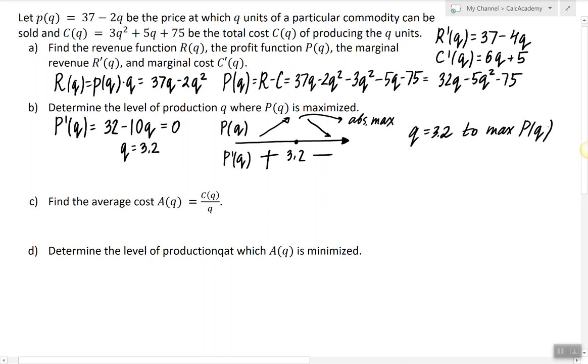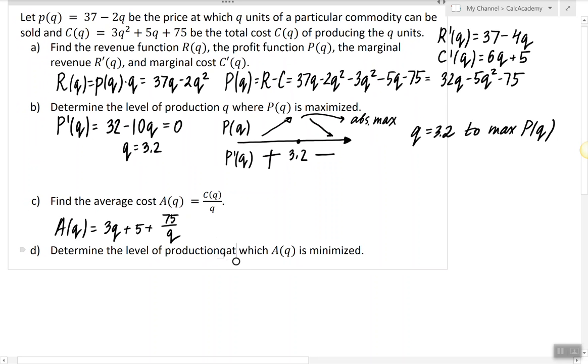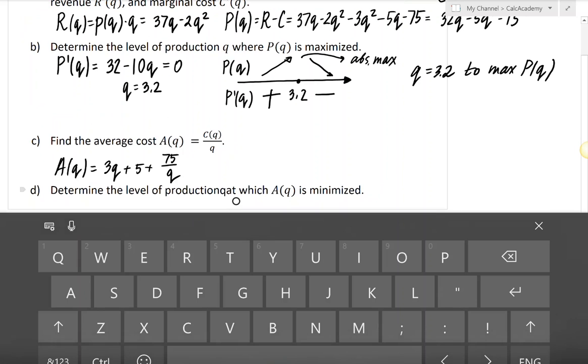In part C, we have to find the average cost function, which is simply the total cost divided by Q. So the average cost function will be 3Q plus 5 plus 75 over Q. And to determine the level of production Q at which A of Q is minimized, we again can use the criterion for minimizing the average cost that economists use, or we can just use the principle that we learn in calculus.